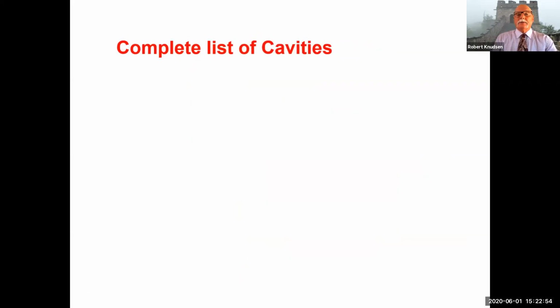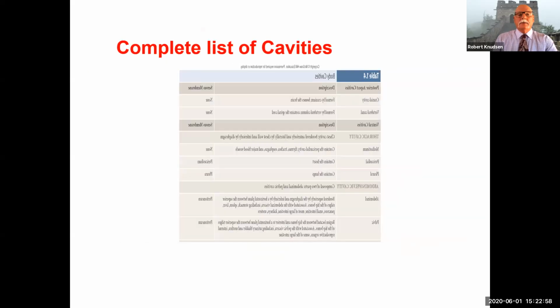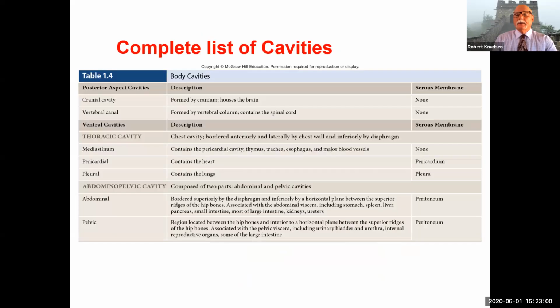Complete list of the cavities. Okay. Here's all the cavities. You can look at that. I'm just not going to read it. That's an insult on your intelligence. But anyway, you read them. See where it says abdominal and pelvic. I don't know how I keep doing that.